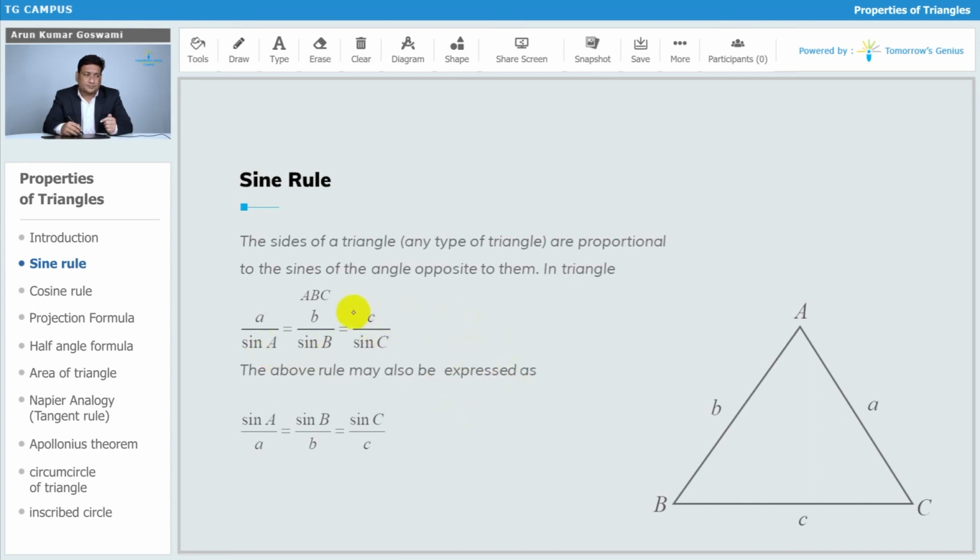One more thing: if you can see, I have written this formula again, with the terms inverted, below the above formula. Why am I representing this formula in these two ways? Both formulas are the same, but the above formula we use for finding the sides, and the below formula we use for finding the angles. Okay, so now we'll do some problems based on that.